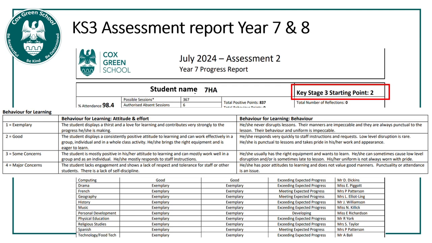So not necessarily their attitude and effort, but are they behaving? Are they disrupting lessons? Are they focused and not causing any disruption whatsoever? And a grade is applied for that.